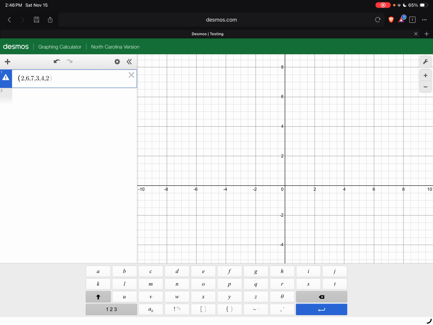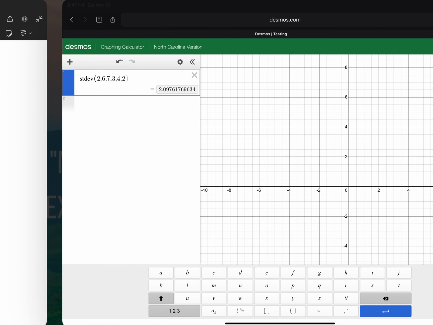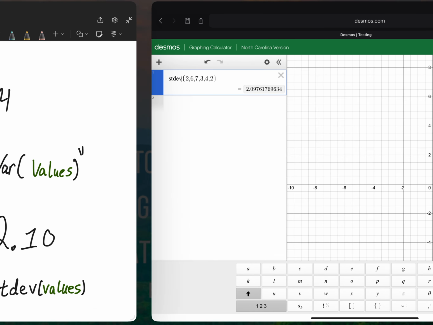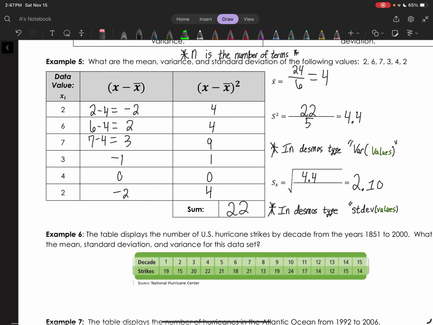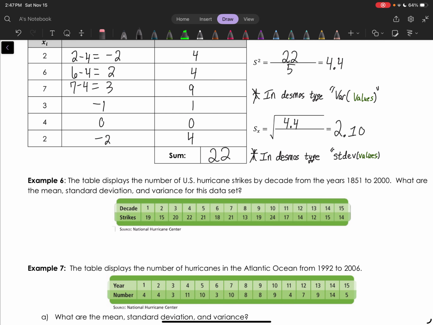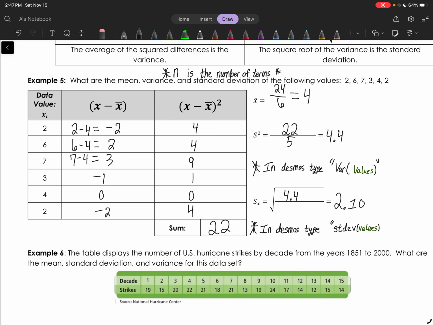You can also do ST for standard, and then DEV, deviation. So STDEV will give the standard deviation of 2.09, and it continues. Okay. There's how you can find your variance, your mean, and your standard deviation.